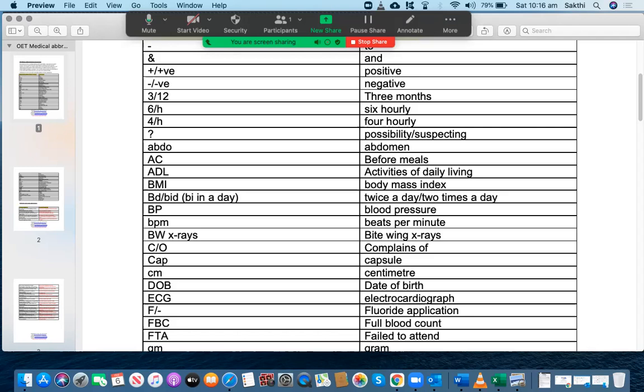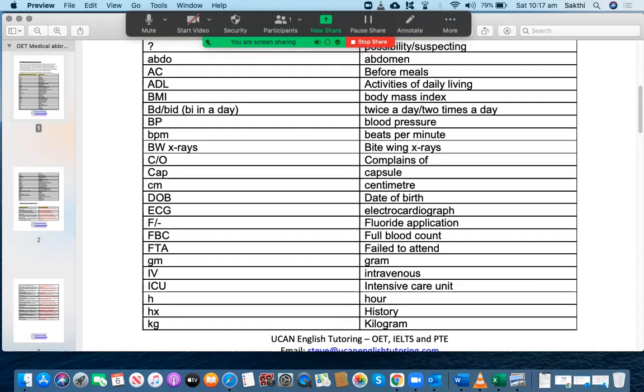And if they write down ABDO, it's abdomen. If they write down AC, it is before meals. If they write down ADL, it is activities of daily living. If they write BMI, then you have to expand it as body mass index in your letter. If they write down BD or BID, it's usually by in a day, which means twice a day or 2 times a day. If they write down BP, then you have to write down blood pressure in your letter.